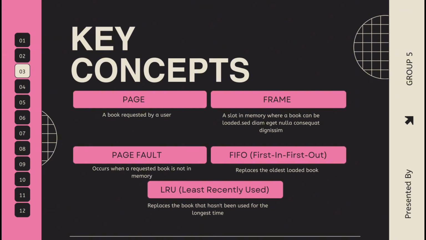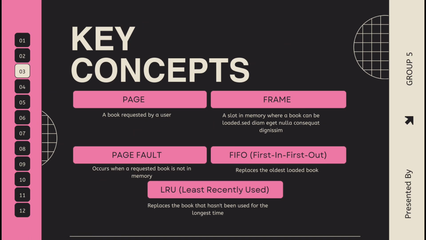Before we dive into the algorithms, here are some simple definitions that we can go through together. The first one is page, a book requested by a user. Frame, a slot in memory where a book is stored. Page fault happens when the book isn't in memory. FIFO is first in first out, which replaces the oldest book in memory. And the last one is LRU, least recently used, which replaces the book that hasn't been accessed in the longest time.